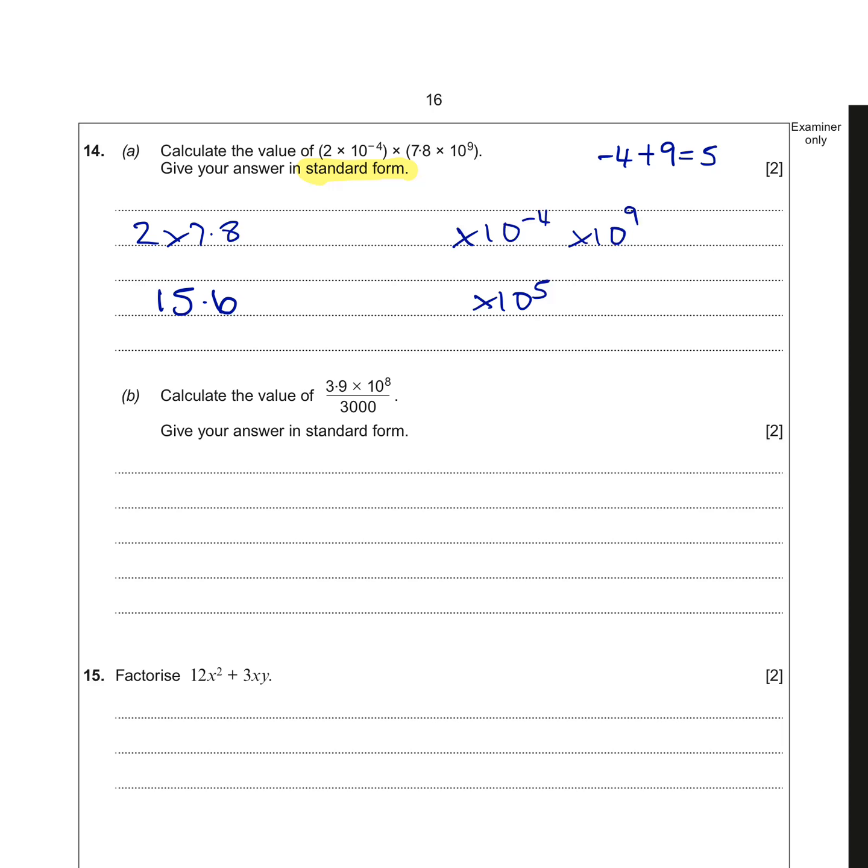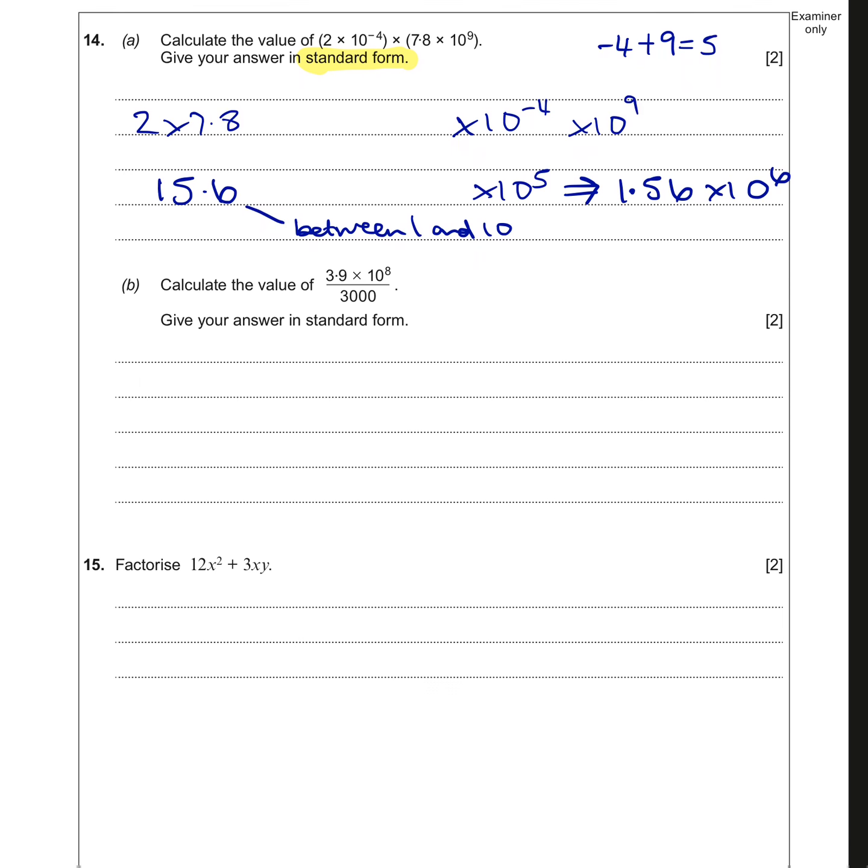This answer is not finished because this isn't in standard form. This part needs to be between 1 and 10, which means I need to change it to a 1.56. And then because I've made it 10 times smaller, I need that extra 10 in the powers.